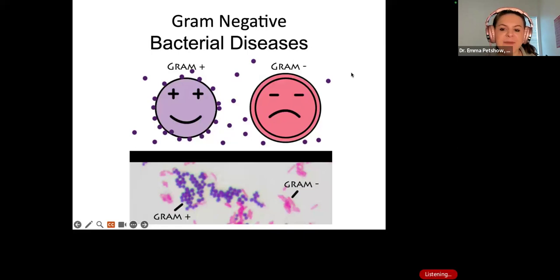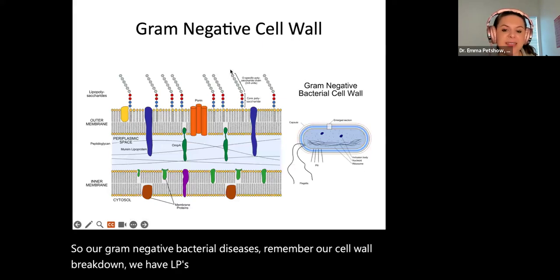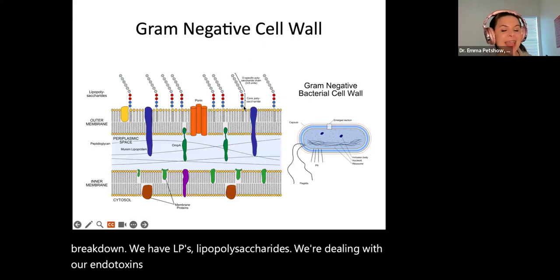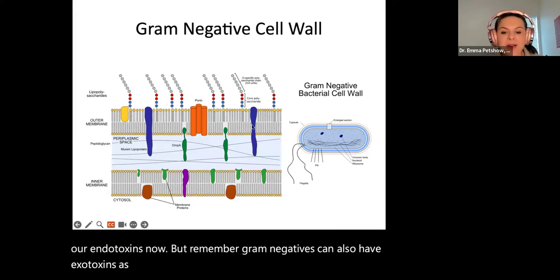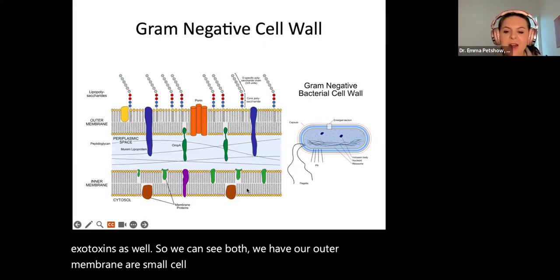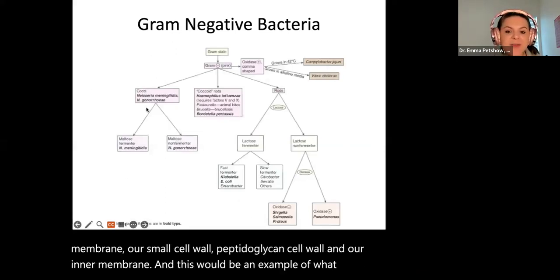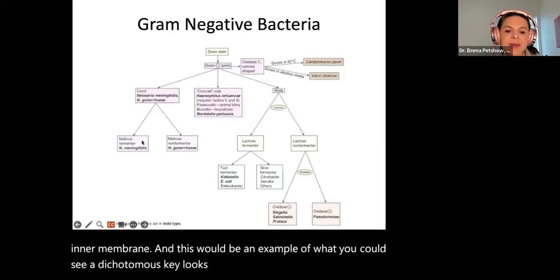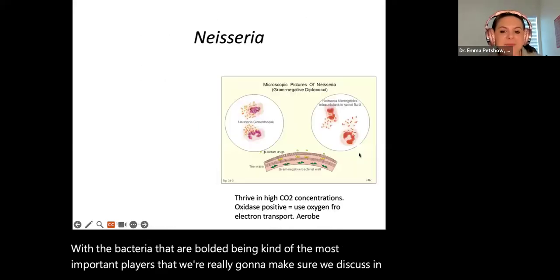So our gram-negative bacterial diseases, remember our cell wall breakdown. We have LPS, lipopolysaccharides. So we're dealing with our endotoxins now. But remember, gram-negatives can also have exotoxins as well. So we can see both. We have our outer membrane, our small peptidoglycan cell wall, and our inner membrane. And this would be an example of what a dichotomous key looks like for our gram-negative bacteria, with the bacteria that are bolded being the most important players that we're really going to make sure we discuss in our conversation today.